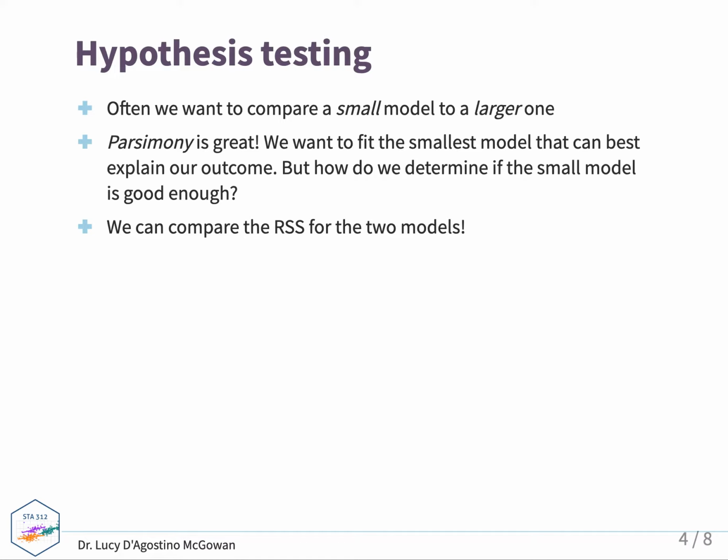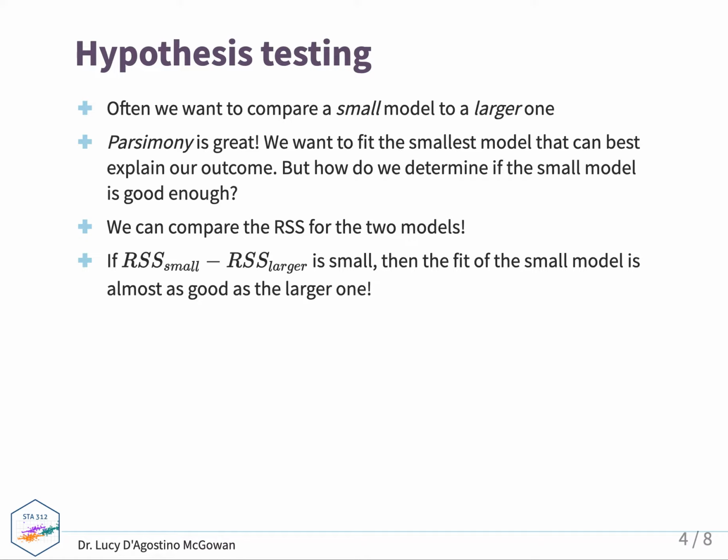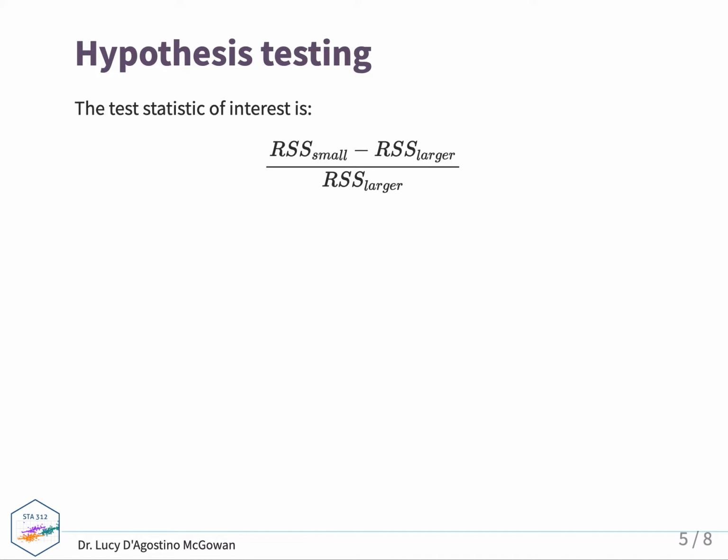So we can compare the residual sum of squares for two models to do this. If the residual sum of squares for the small model minus the residual sum of squares for the larger model, if that difference is small, then the fit for the small model is almost as good as that for the large one. And so the test statistic of interest here is going to be the residual sum of squares of the small minus that of the large, divided by that of the larger. So we're going to scale this by the larger one.